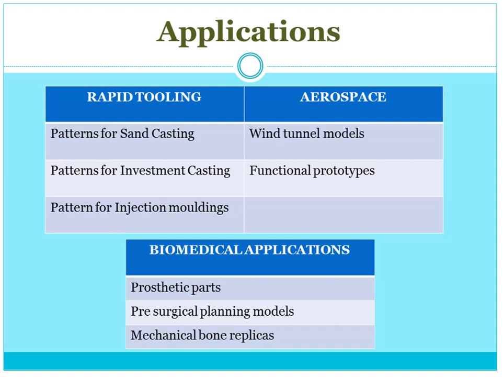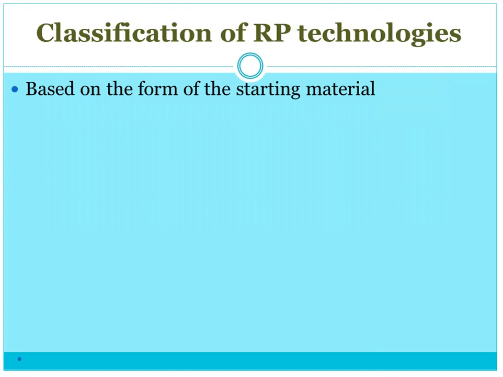The next application is aerospace or space applications. It is used for wind tunnel models and to manufacture functional prototypes, and in biomedical applications or dental applications. In biomedical, it is used for making prosthetic parts, pre-surgical planning models and mechanical bone replicas. There are some common examples of additive manufacturing or 3D printing.